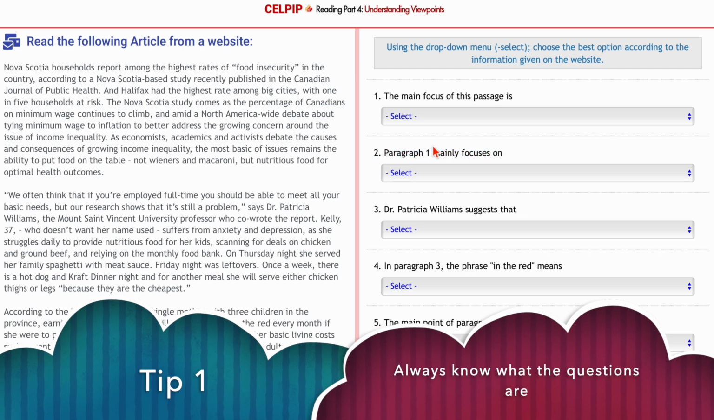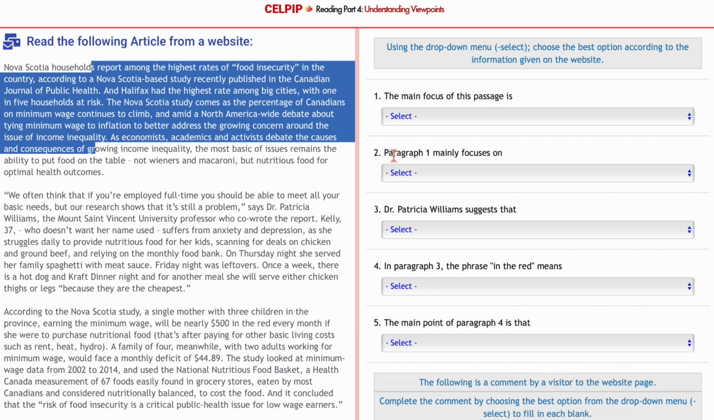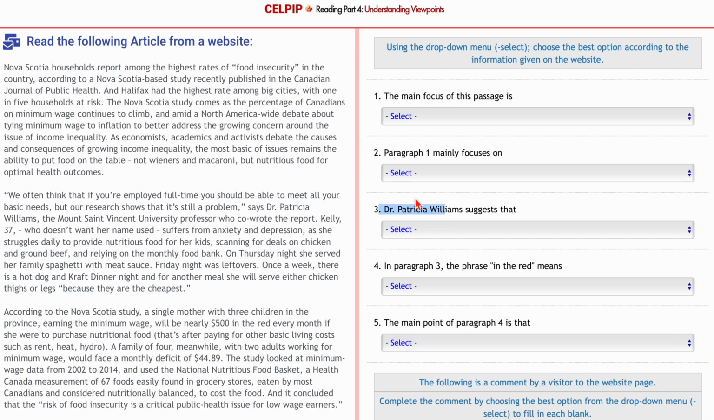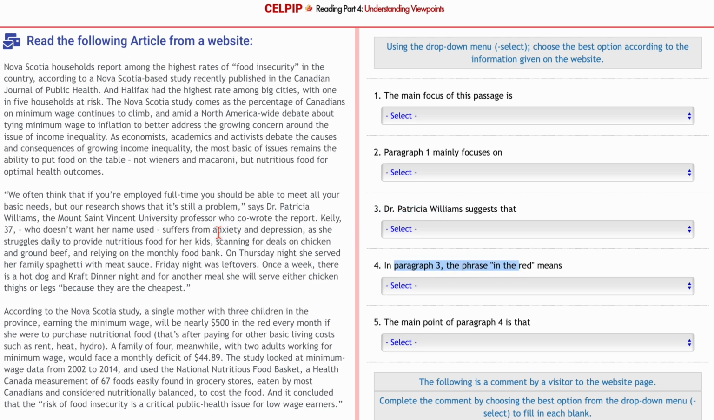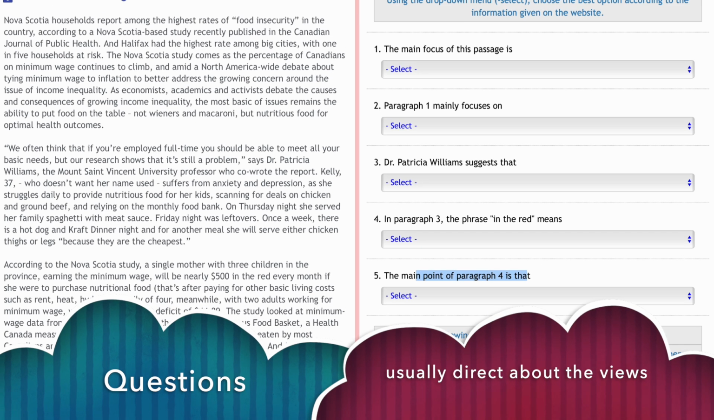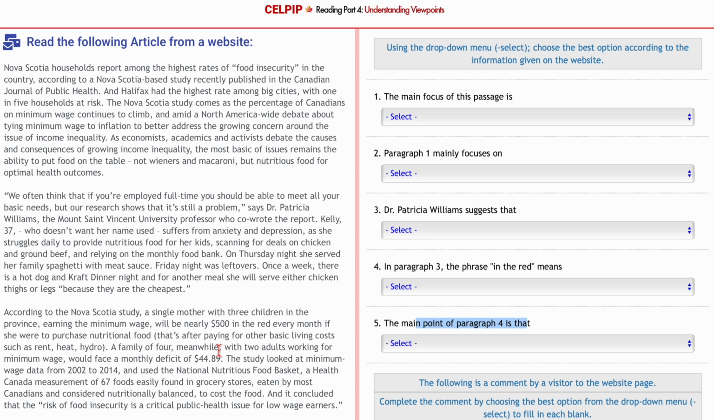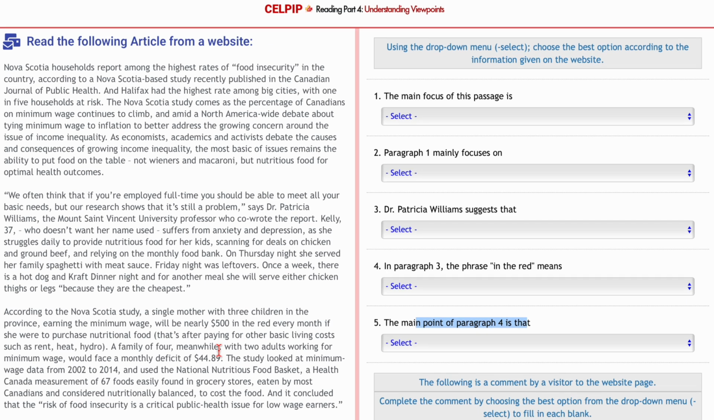One thing to do is to always keep an idea of what the questions are like. Some questions are very direct, like paragraph 1 mainly focuses about, you see? And this one here is about Dr. Patricia. So where is Dr. Patricia here? And then in paragraph 3, what does that mean? And then paragraph 4, what's the main point? So usually the questions are very direct, and it's very important. So that's the first part about managing time.